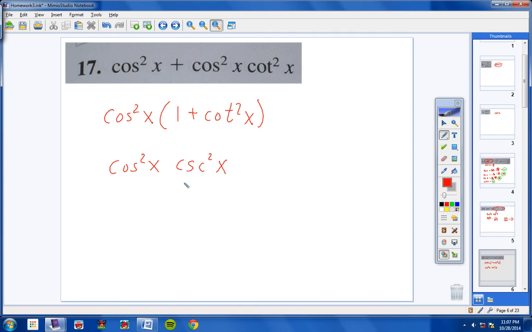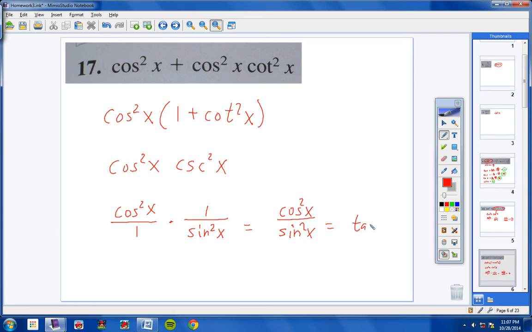Now that looks pretty good, but there is one other thing I can do. The reciprocal of cosecant is cosine squared over 1 times 1 over sine squared. For cosecant squared, I put 1 over sine squared. Now multiply those together and you get cosine squared over sine squared. And cosine over sine is tangent.